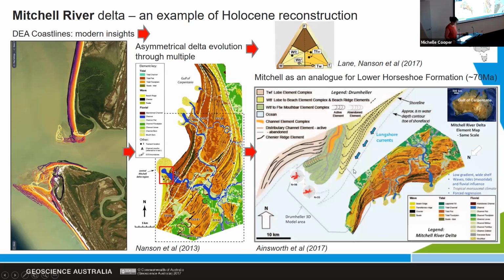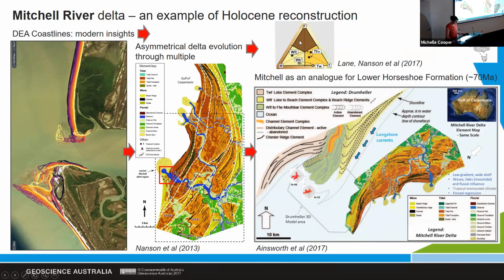And a map like this, in as much detail as it has, was used subsequently by Bruce Ainsworth and others. You can see they've flipped it around so that north is now towards the bottom of the page. And it's a perfect, almost perfect analogue for the Drumheller Lower Horseshoe Formation, Late Cretaceous system in Drumheller in Canada.